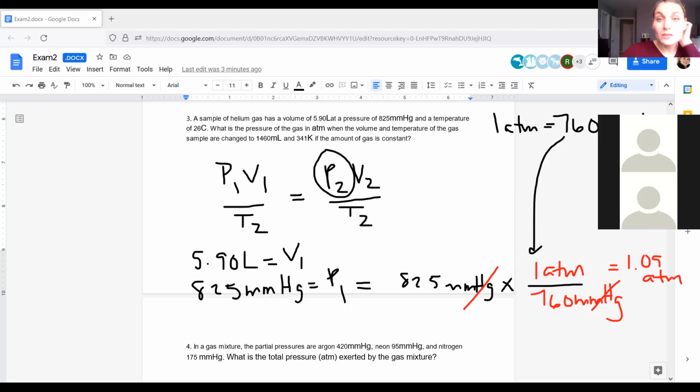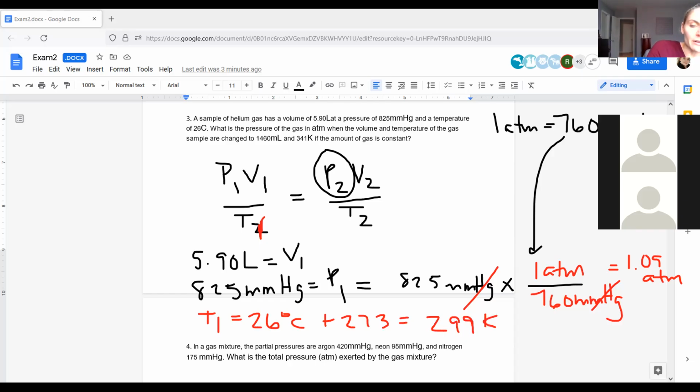All right. Then they told us that we have a temperature of 26 degrees. And I don't know why I keep doing this. It should be T1. Now, again, because we can see that our T2 is in Kelvin, what can we do to this Celsius to change that and get it converted to Kelvin? What's the quickest thing to do? Add 273. Yep, add 273. So we end up with 299 Kelvin.